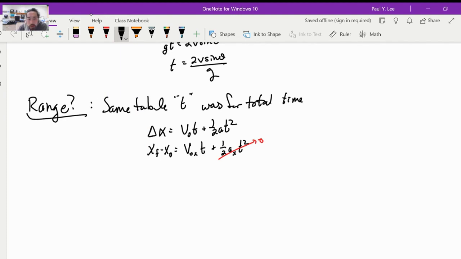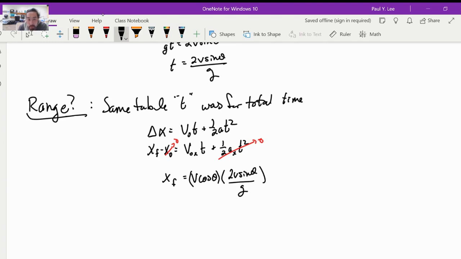So that leaves us with xf minus xo equals v initial x times t. We said that our xo is 0 as well. So our final position, which is our range, is equal to v initial x, which we said was v cosine theta, times the time that we just found. Because that's a substitution, I'm just going to put it in parentheses: 2v sine theta all divided by g.